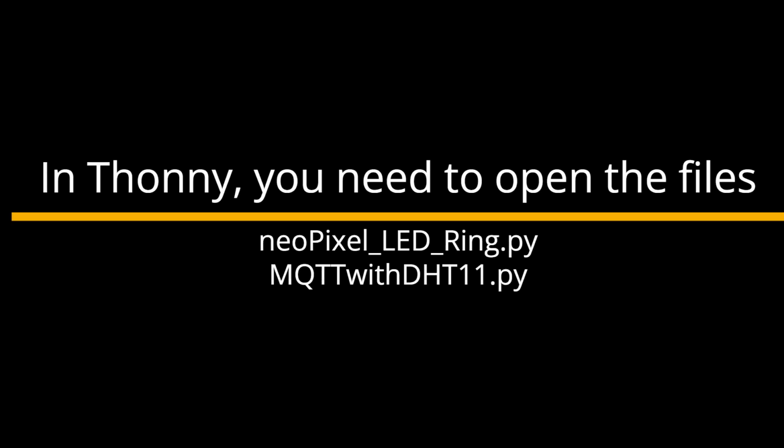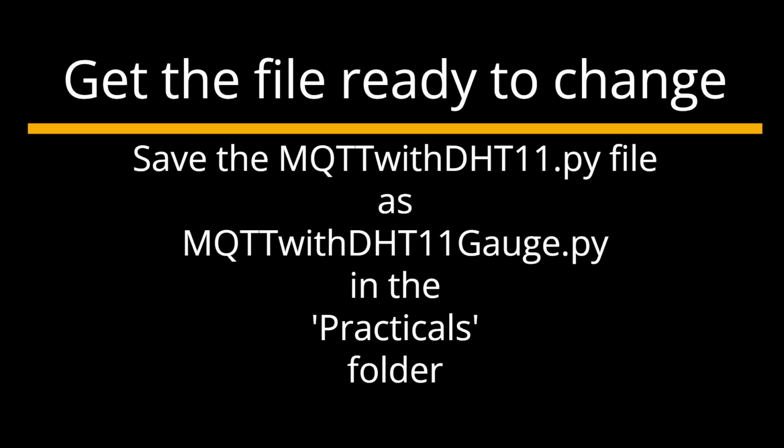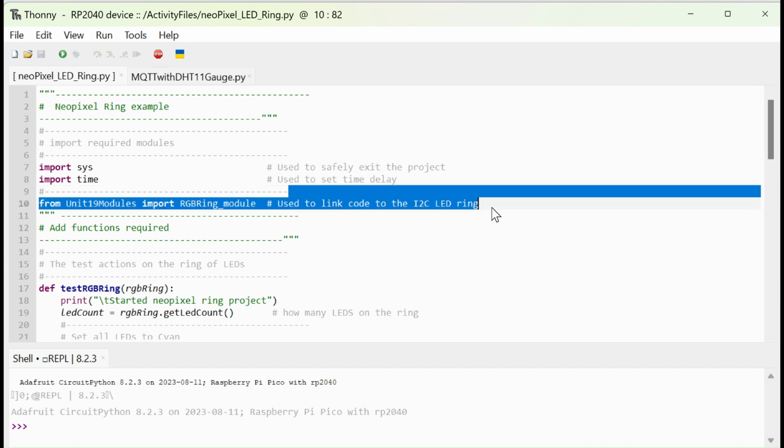Ensure you have the NeoPixel LED ring.py and MQTT with DHT11.py files open in Thonny. Begin by saving the MQTT with DHT11.py file as MQTT with DHT11gauge.py in the Practicals folder. In Thonny, access the rings file. Find the rings import statement from Unit 19, modules import RGB ring_module. Highlight and copy the rings import statement.